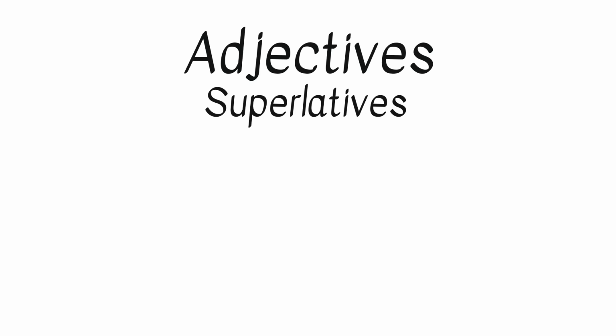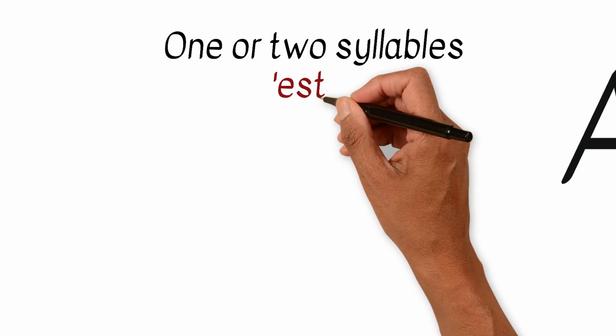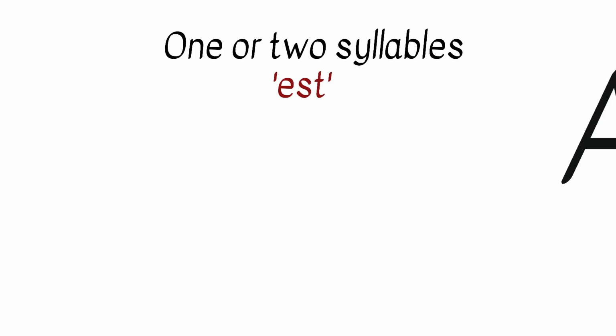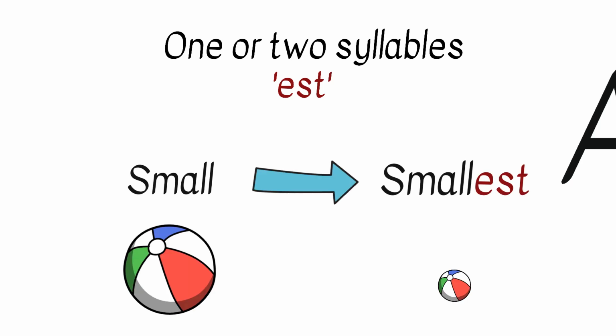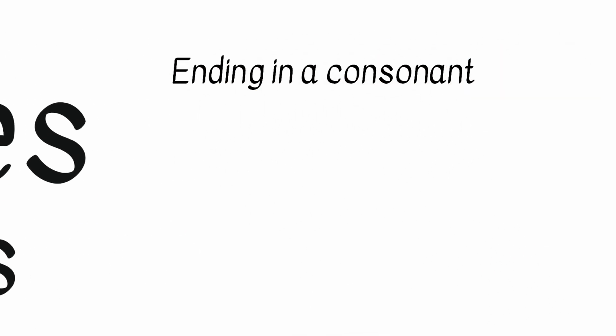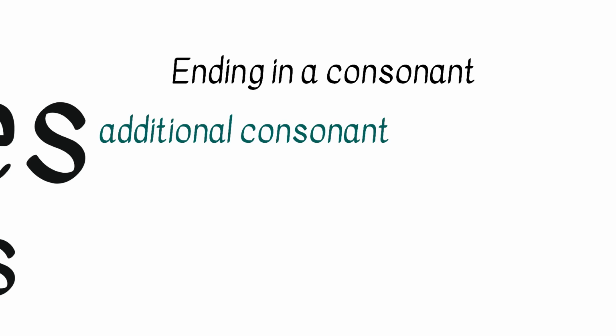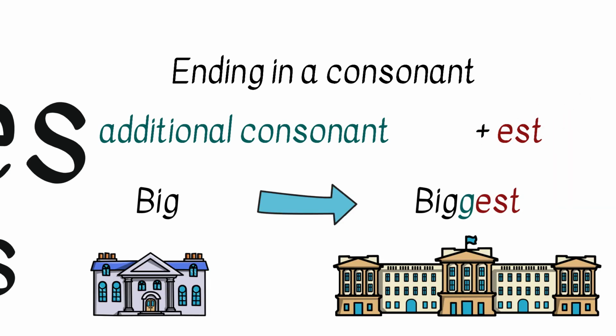Here's the form for superlatives. For one or two syllable adjectives, add the letters E, S, T at the end of the word. Est. For example, small, a one-syllable word, becomes smallest. For some words that end in a consonant, add an additional consonant. For example, big becomes biggest with an additional G in the middle.